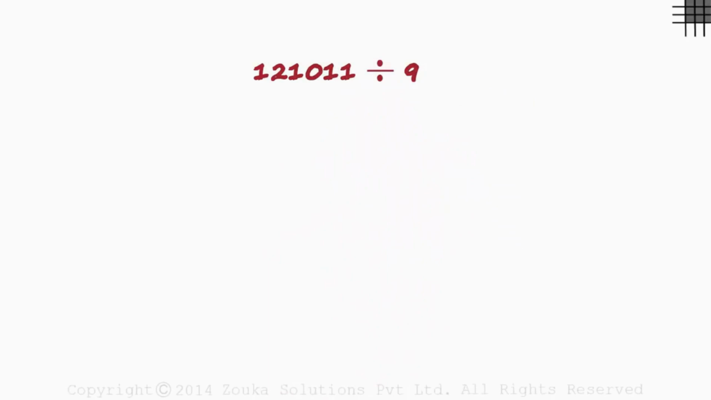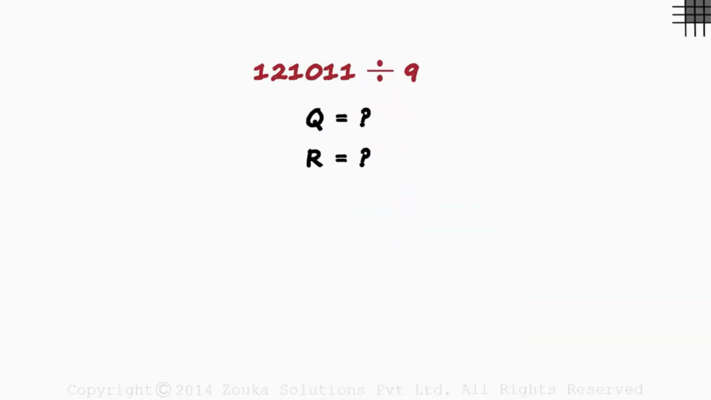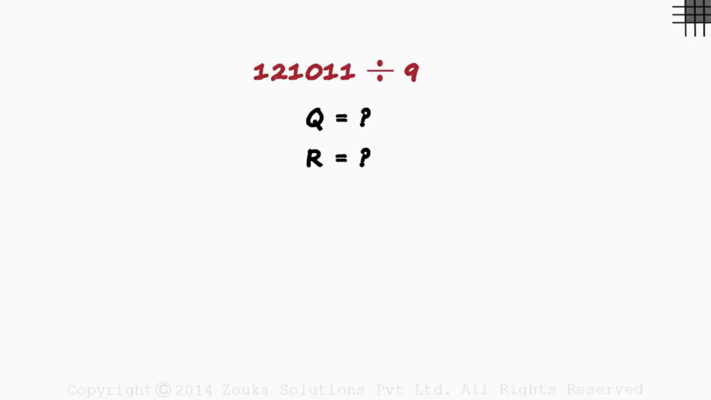121,011 divided by 9. Pause the video and find the quotient and the remainder. Did you try dividing the number by 9 using the traditional approach? 9 times 1 is 9, 12 minus 9 is 3. Get the 1 down, and 9 times 3 is 27, and so on. This is a bit tedious. Let's understand a better and a much quicker approach to divide numbers by 9.